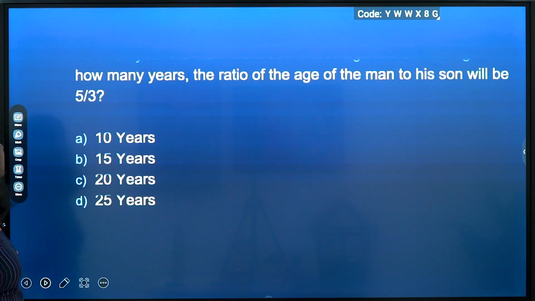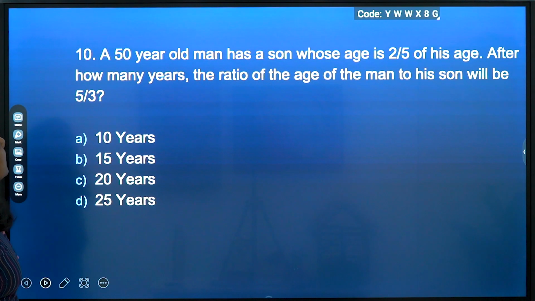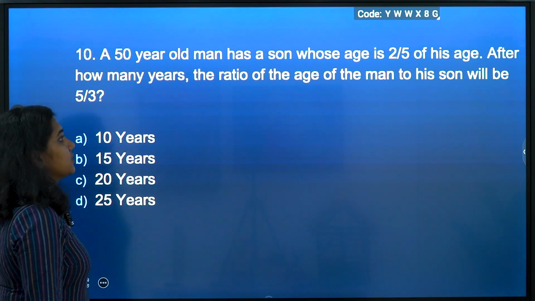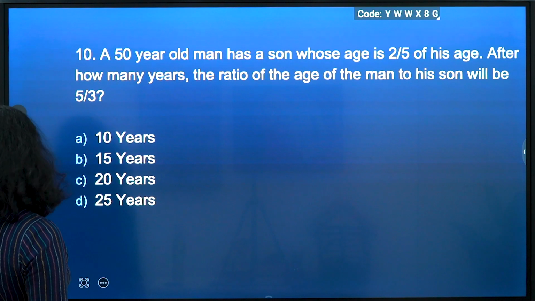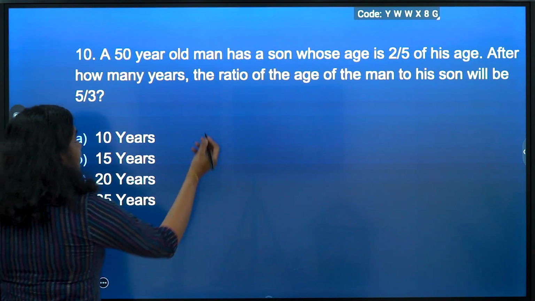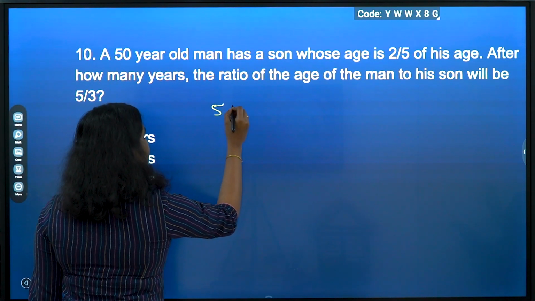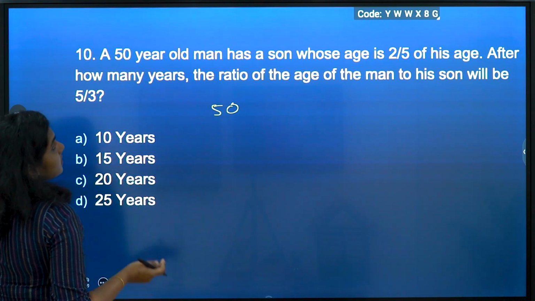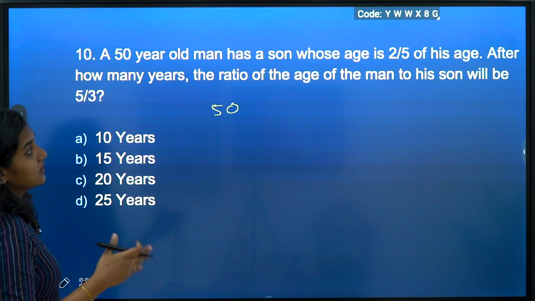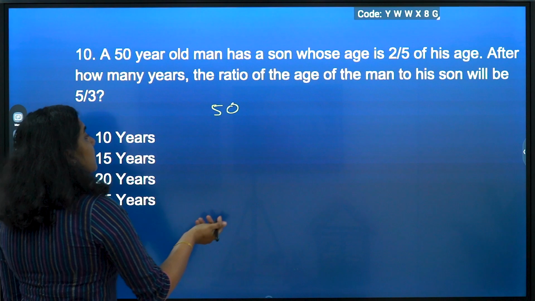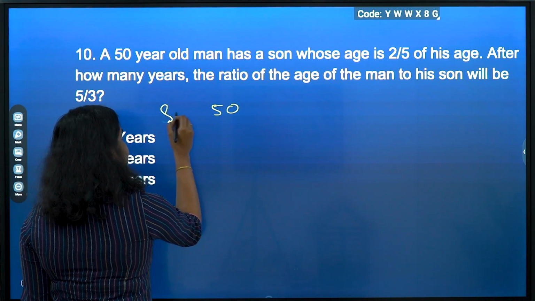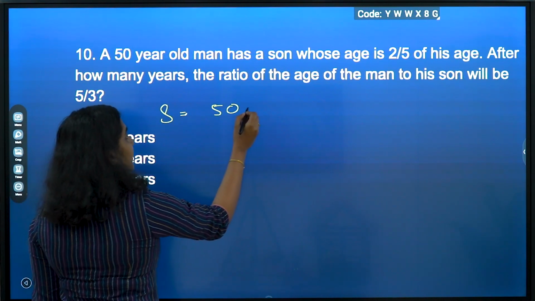Okay. Moving on to the next question. A 50-year-old man has a son whose age is 2 by 5 of his age. After how many years the ratio of the age of the man to his son will be 5 by 3? Okay. Age of the man is 50 years. Now, he has a son whose age is 2 by 5 of his age. So, the age of son will be 2 by 5 into 50.